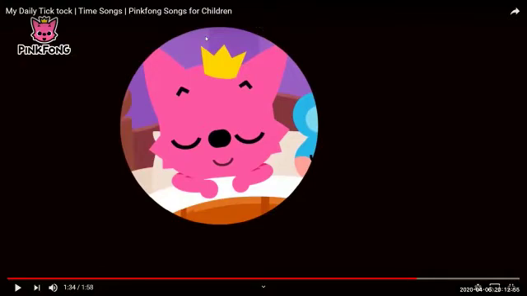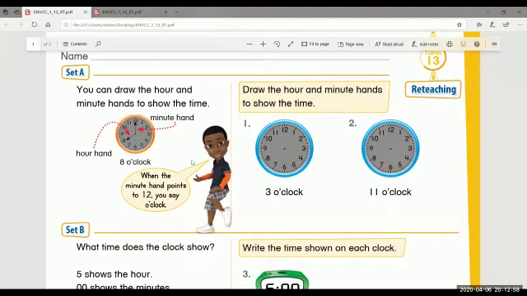Okay. Now, can you answer the questions with me? Do you remember the hour hand and the minute hand? The short hand is the hour hand, excellent. And the long hand is the minute hand, excellent. So here, the hour hand is on 8 and the long hand, or the minute hand, is on 12.